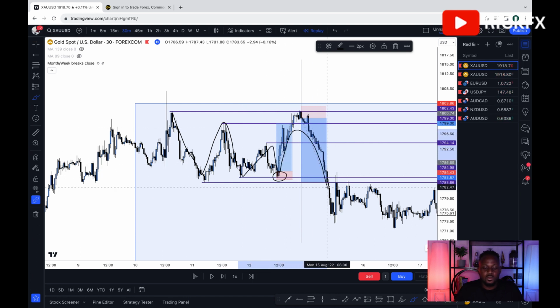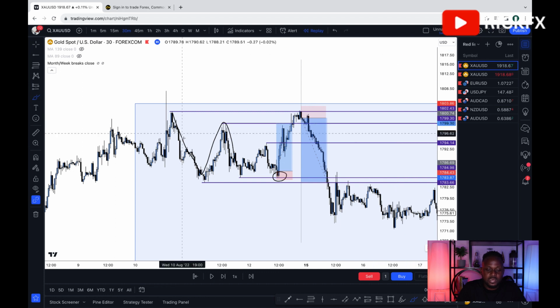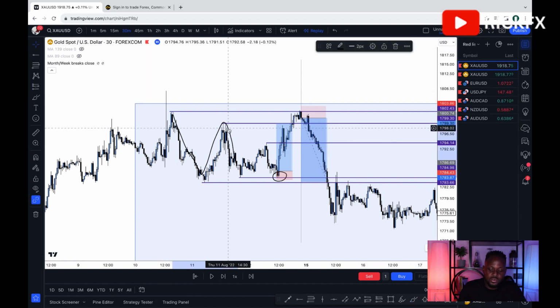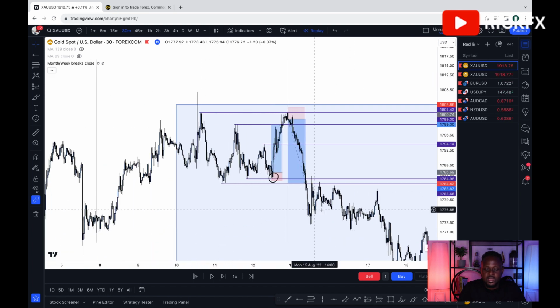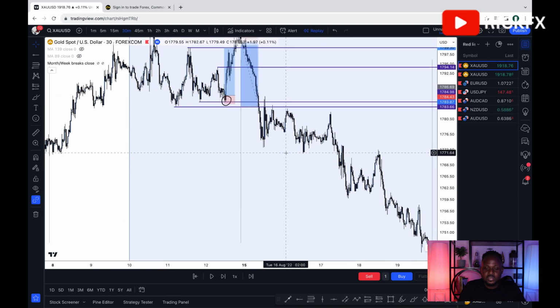Most often than not, once the market retests a level for a very long time, the next move is going to be the breakout to either the downside or the upside, depending on the structure of the market. So that's how come after our second trade, right after our second trade, the market decided to break this low and then form a new low. So it is as simple as that.